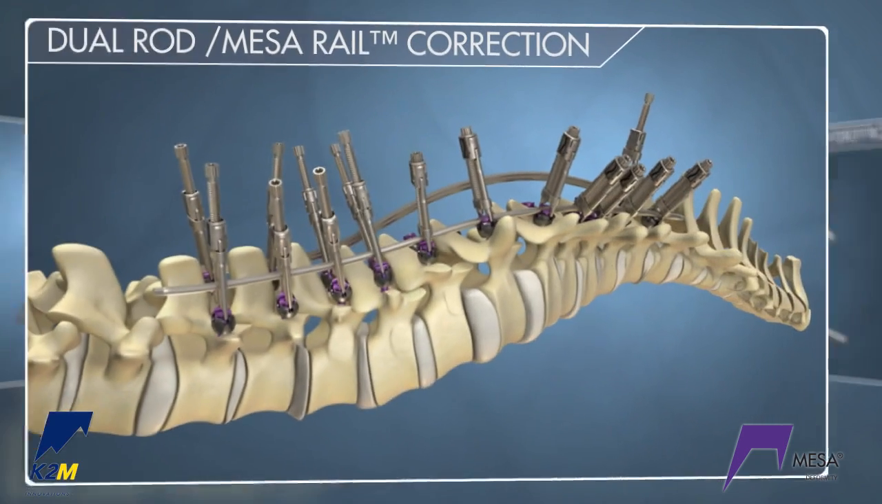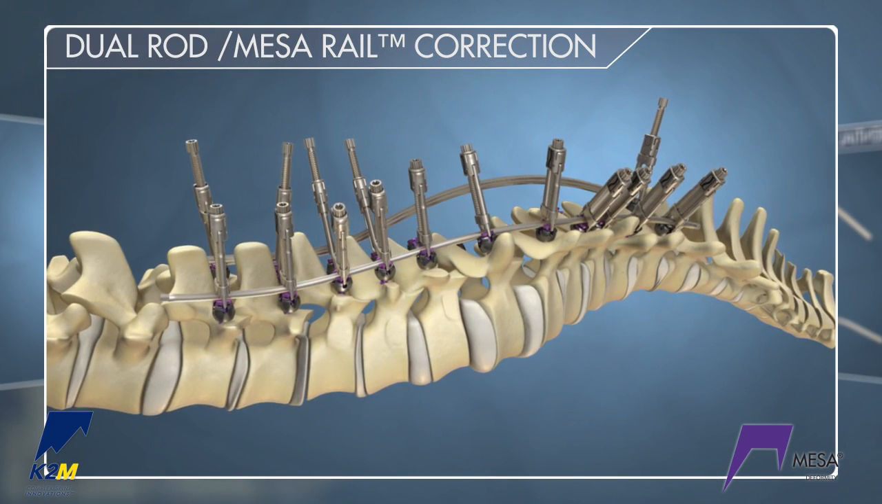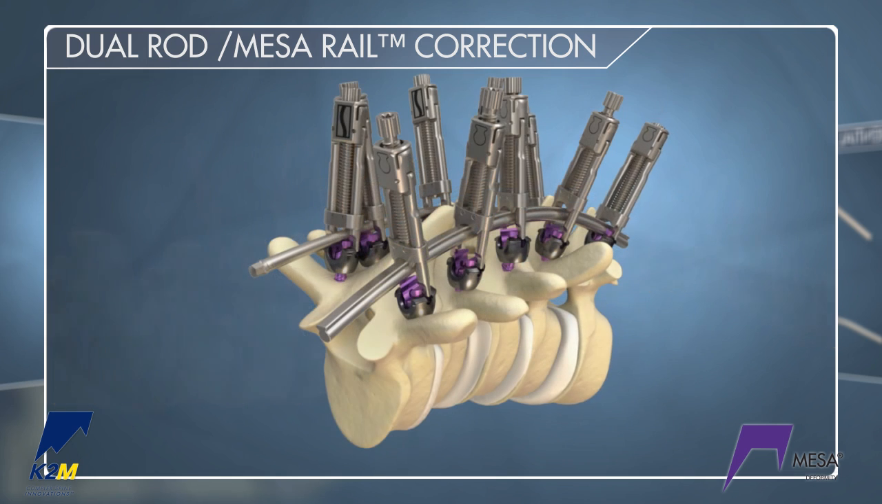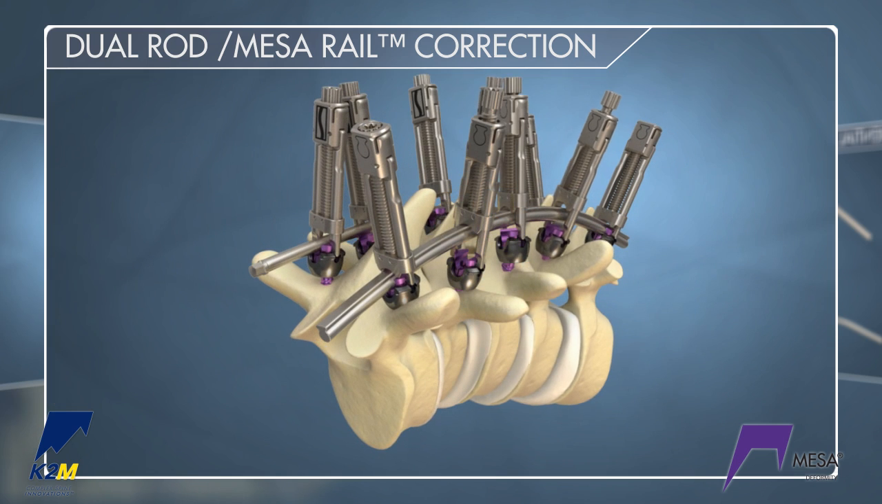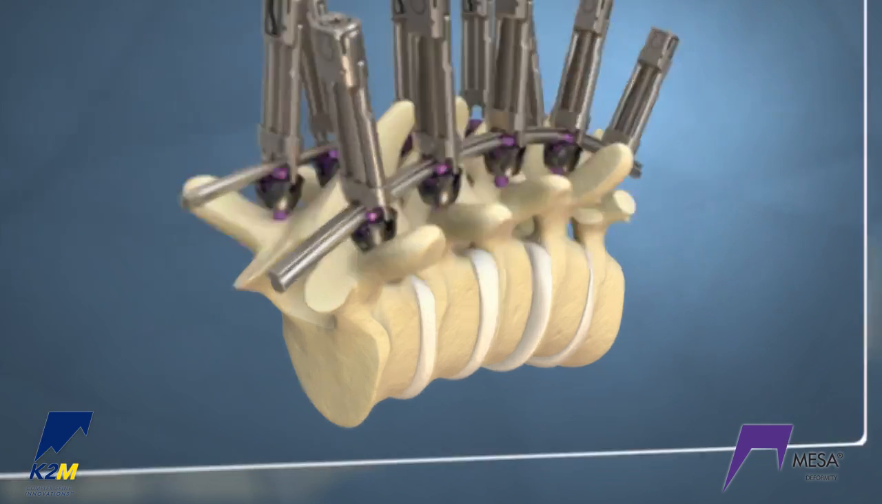Last, this technique requires the simultaneous placement of both the convex and concave rods or rails. Placing both rods at the same time and using the MESA screws with the crickets allows the correction forces to be shared over multiple levels.